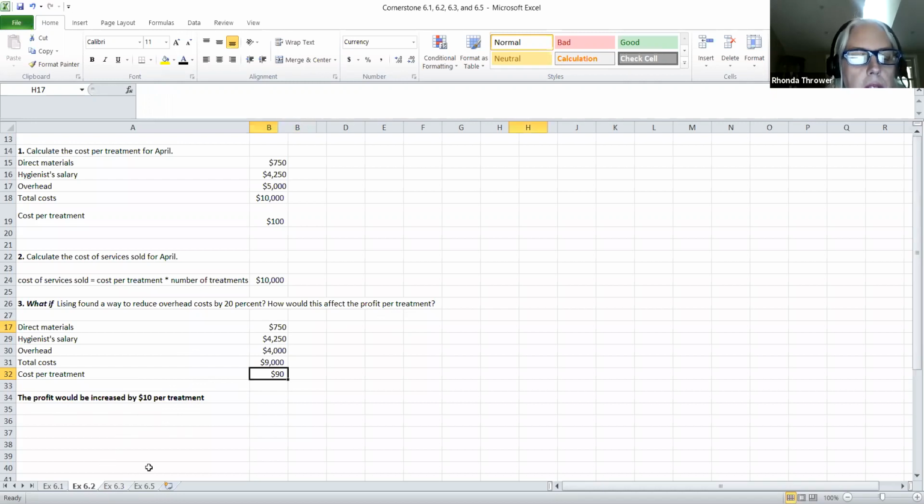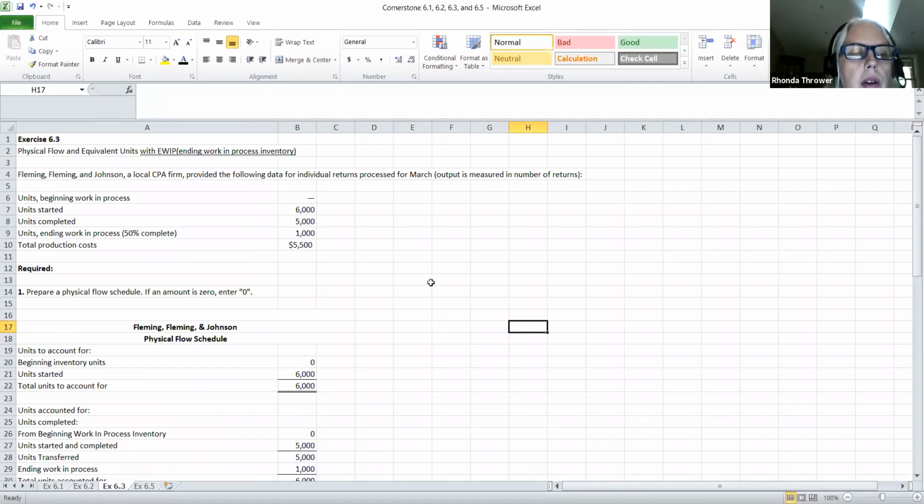Let's look at exercise 6.3. On exercise 6.3, they want us to calculate the physical flow and equivalent units. The equivalent units are the units that could have been produced during a period of time. Notice that in this problem, this problem has some ending work in process. They like to abbreviate that as ending WIP. So if you see EWIP, they're talking about ending work in process.